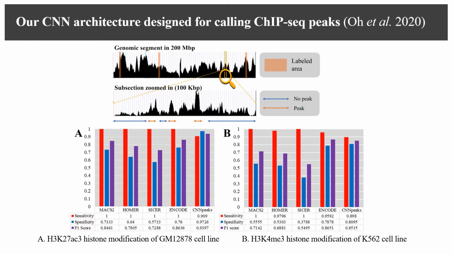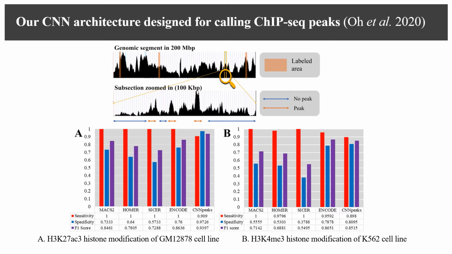This is performance validation for our ChIP-seq peak detection. In Figure A, for the GM12878 cell line ChIP-seq data, the sensitivity of CNN peaks was reduced by about 10% compared to other existing tools. However, our CNN peak significantly improved the specificity to almost 97%, while other methods were less than 76%. As a result, CNN peaks improved at least 8% over existing tools in terms of F1 scores.